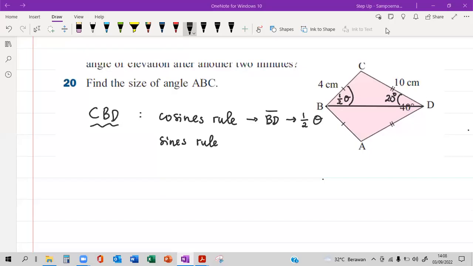So we are going to do this now, first of all, using cosines rule, and then later on, much easier using sines rule. Okay, are you ready, Nicholas? Yes, sir. Let's start using cosines rule.